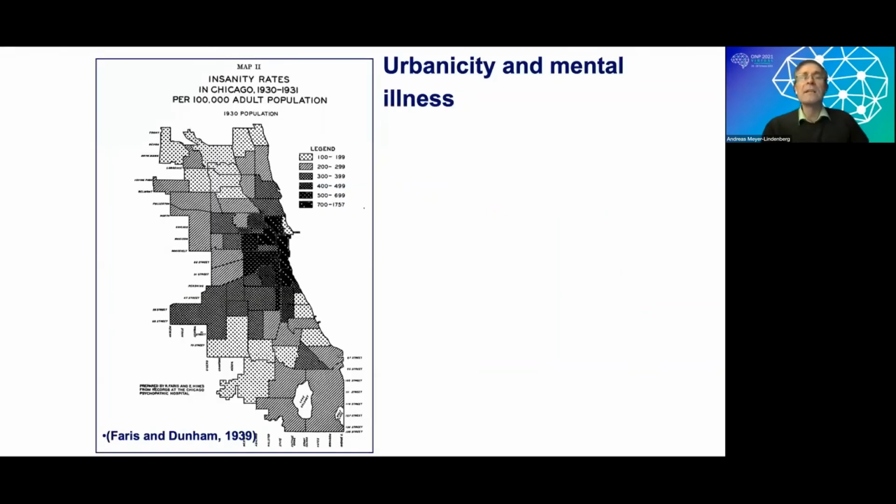I'm going to lead in with an example that we've worked on a lot, and that is the by now very well established fact that has been known since the 1930s of the preceding century, that if you are born in a big city or grow up in a big city, your risk for mental illness is considerably increased. This is a famous map from a study of Chicago, Faris and Dunham.